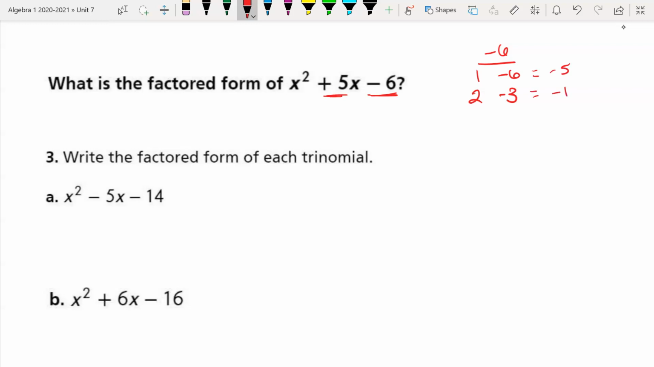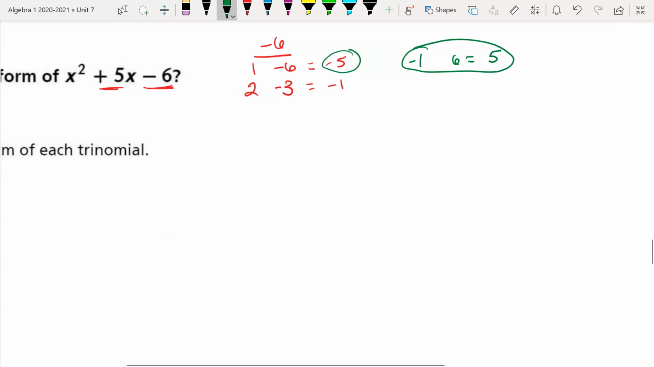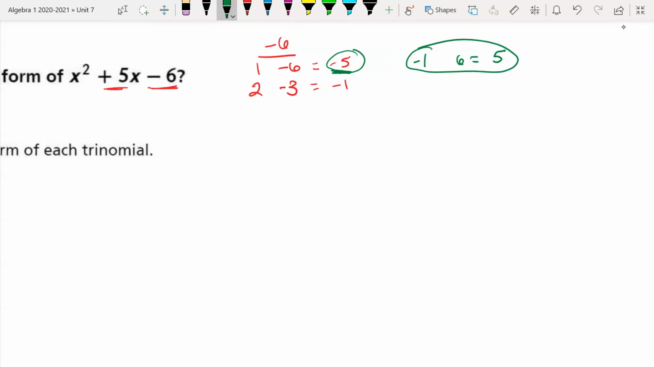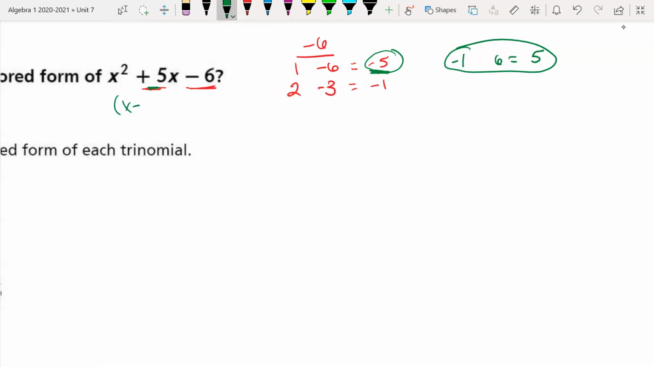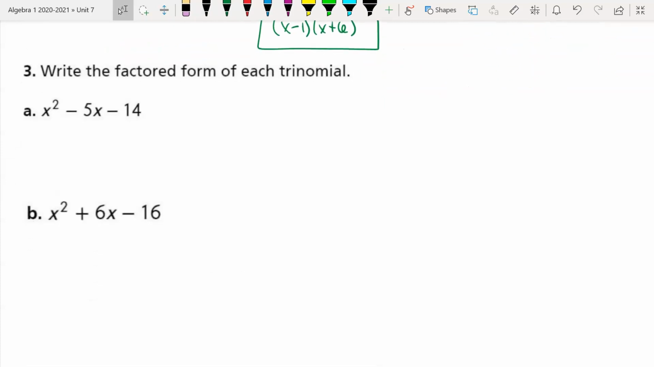Well, none of these add up to that middle number. However, this right here is a negative 5. If I made the 1 negative instead of the 6 and I added them, would that give me a positive 5? The answer is yes. So just because it doesn't add up to the middle whenever you made your side negative means you can flip the negative to the other column to make it what you want. So I would say x minus 1, x plus 6. Again, go ahead and try A and B, and I will put the answers in here.